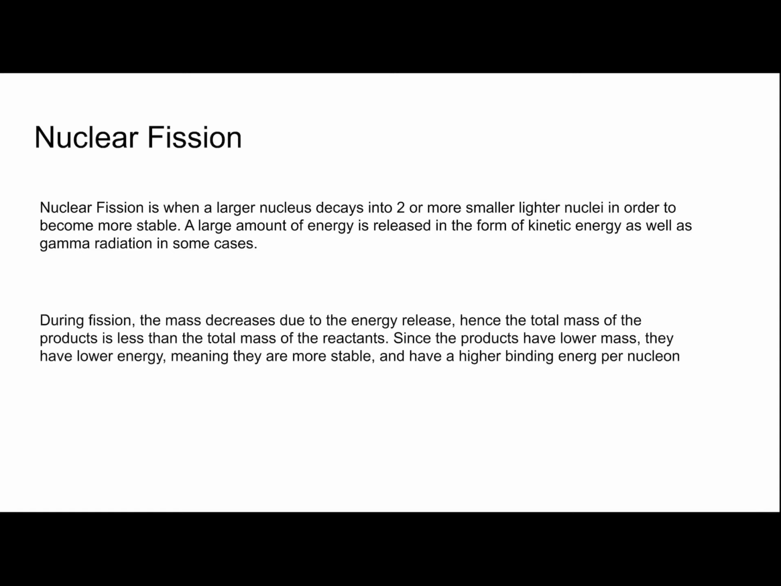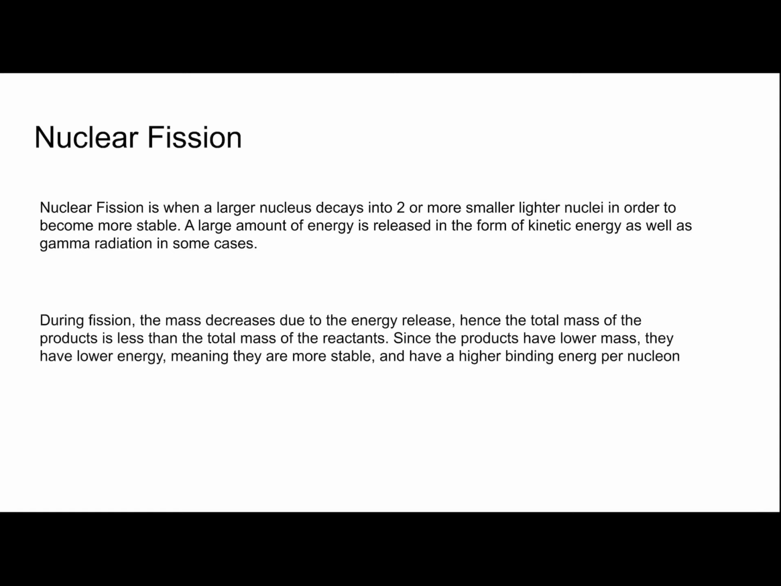So during fission, the mass decreases due to the energy release. Hence, the total mass of the products is less than the total mass of the reactants, and once again, that's due to the mass-energy equivalence. Since the products have a lower mass, they have a lower energy, meaning they are more stable. They have a higher binding energy per nucleon. So that's a keyword. Whenever the question is asking you to refer to stability, you always have to link that back to higher binding energy per nucleon.